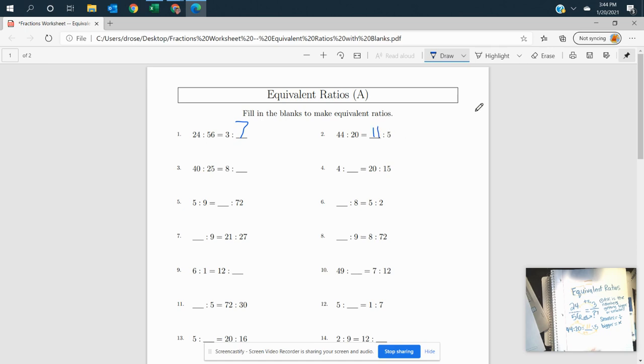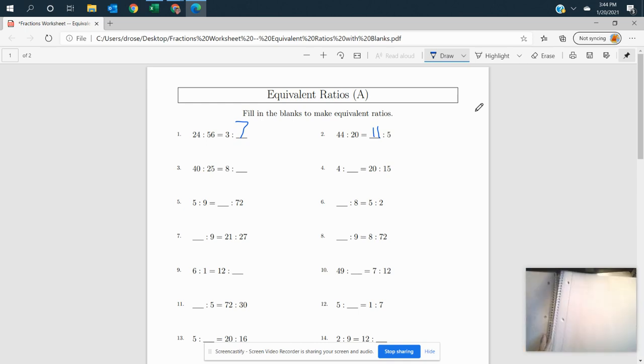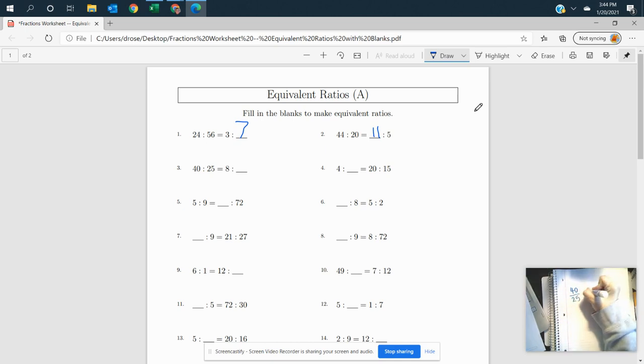Okay, I'm going to switch to another piece of paper so you can see a little bit better. Okay, let's look at number 3. It says 40, and I'm going to alternate between doing the fraction form and the colon form. Okay.